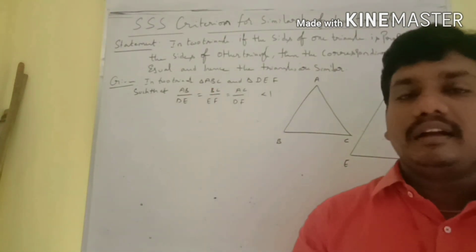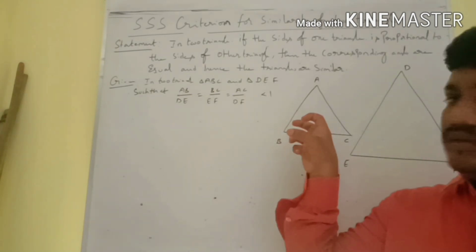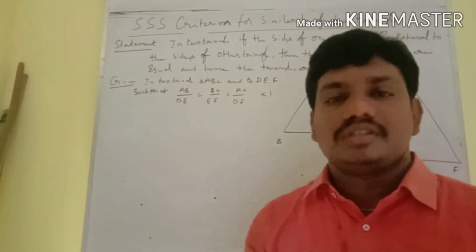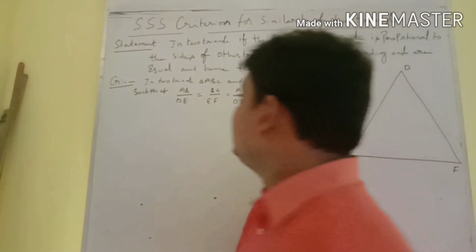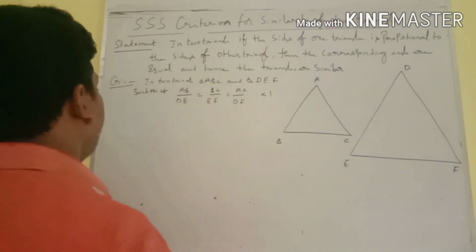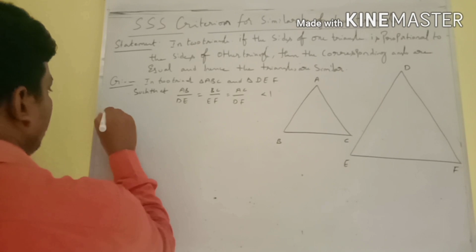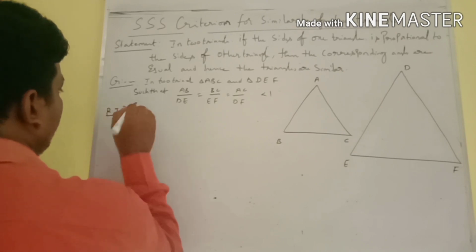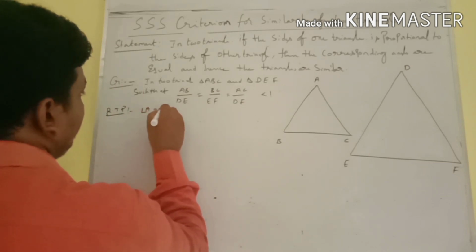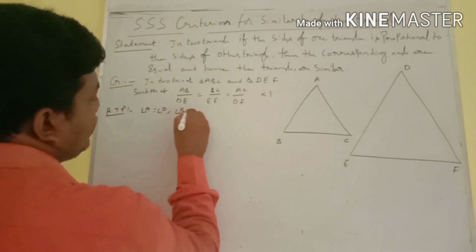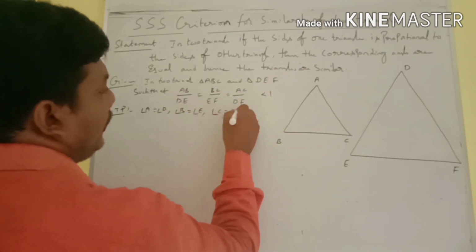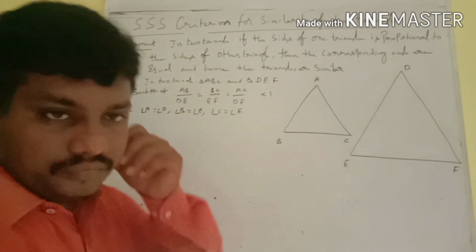A scale factor less than 1 indicates that the first triangle is smaller when compared to the second triangle, but both are similar to each other. We are going to check the similarity now. So this is the given statement. Now what we are required to prove is that the corresponding angles are equal: angle A is equal to angle D, angle B is equal to angle E, angle C is equal to angle F. This we have to prove.